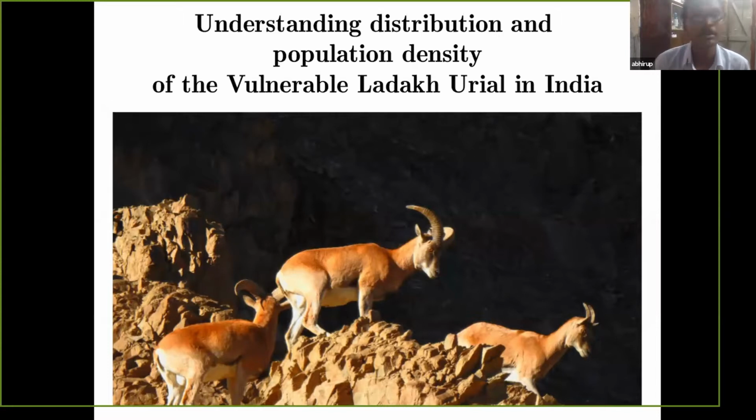This is mostly focused on double observer survey, this workshop, but what this paper tells about this work is how we went about doing the double observer from occupancy estimate, and how we did both things, like distribution and population density estimate of Ladakh Urial in our landscape.